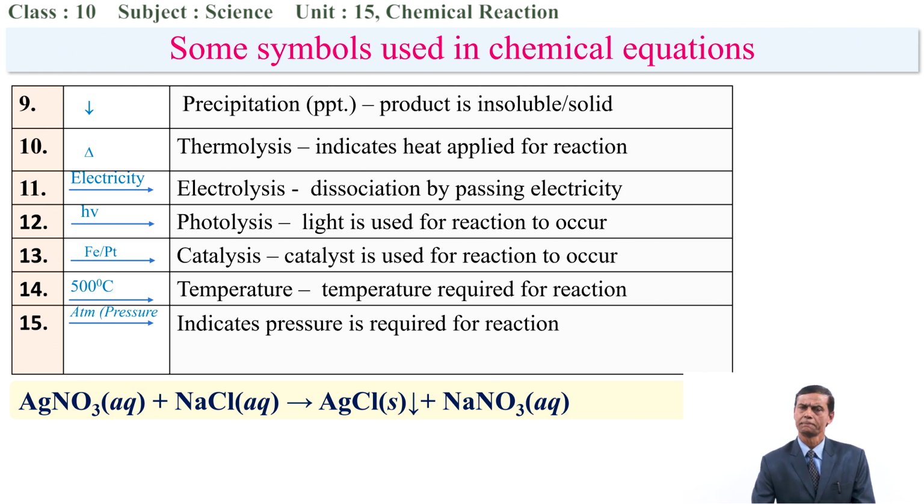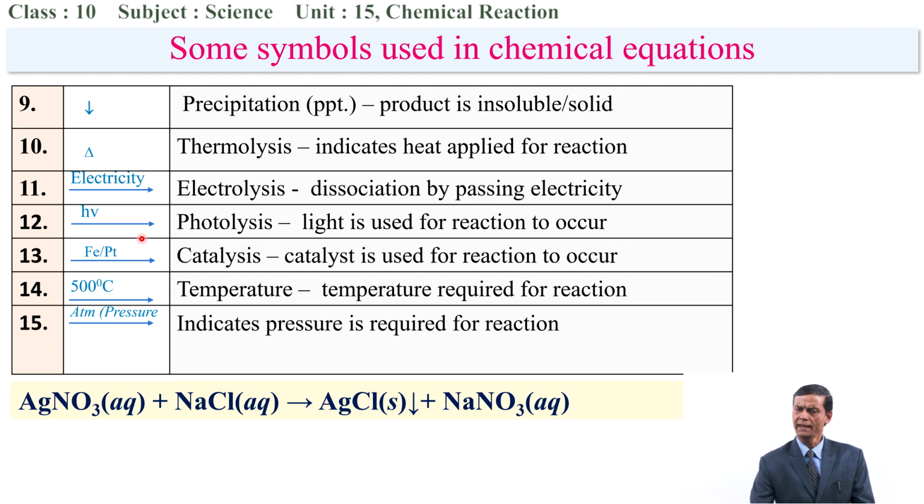Similarly, look at here, this triangle-like symbol, that is delta, it represents a thermolysis reaction. That means it indicates heat applied for the reaction, isn't it? And another symbol is, look at it, there is an arrowhead and there is written electricity, that represents electrolysis, means dissociation of a compound by passing electricity.